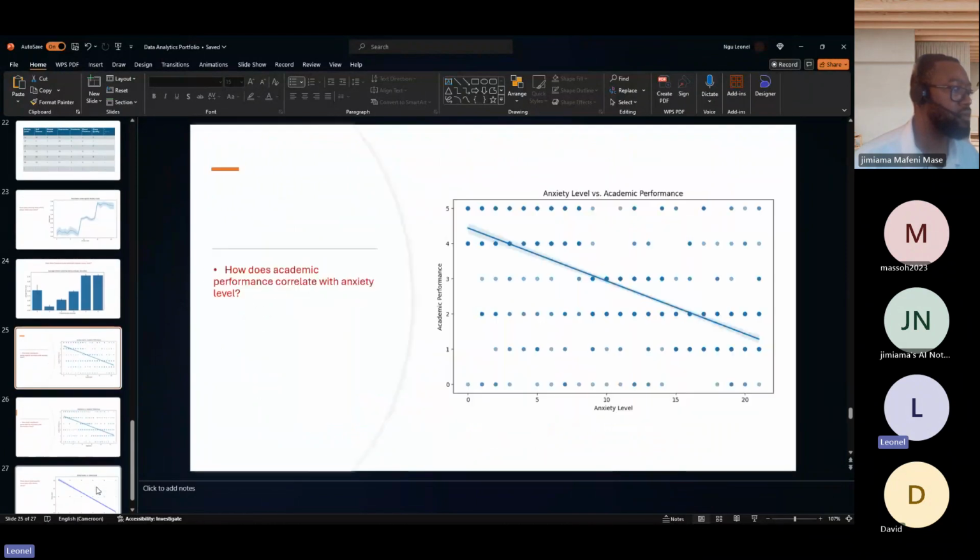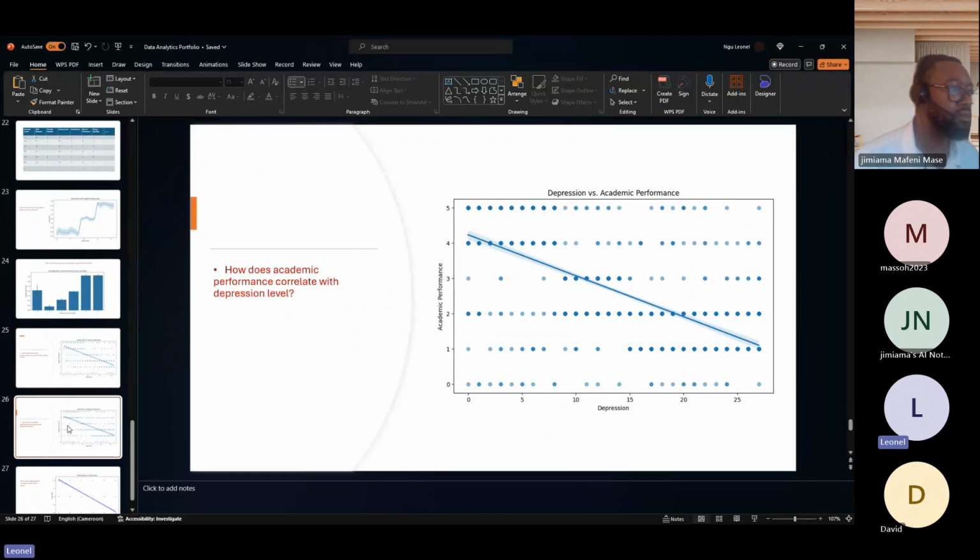My next business question was, how does academic performance correlate with anxiety level? Now, this is a regression plot that shows the relationship between academic performance and anxiety level. You can see that it's a regressing line, meaning that academic performance decreases with an increase in the level of anxiety. So for a student to have an optimal academic performance, his anxiety level needs to be closer to zero.